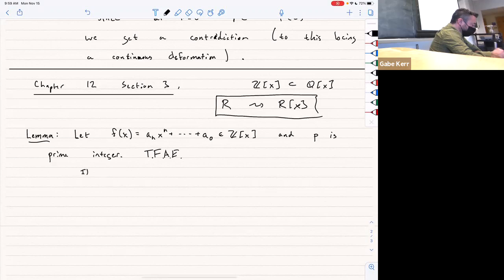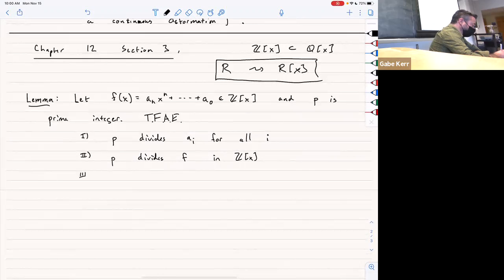One: p divides each coefficient. Two: p divides f. Three: f is in the kernel of this map. I'll explain. This is a homomorphism, sigma_p.